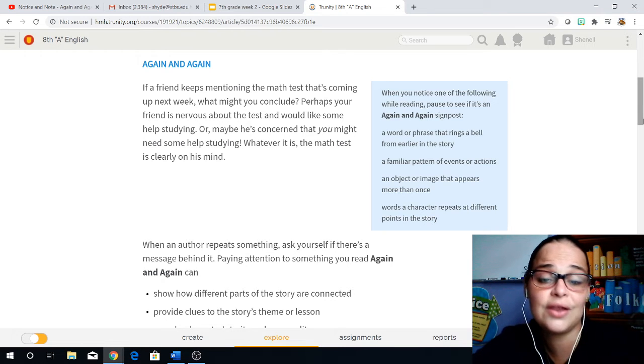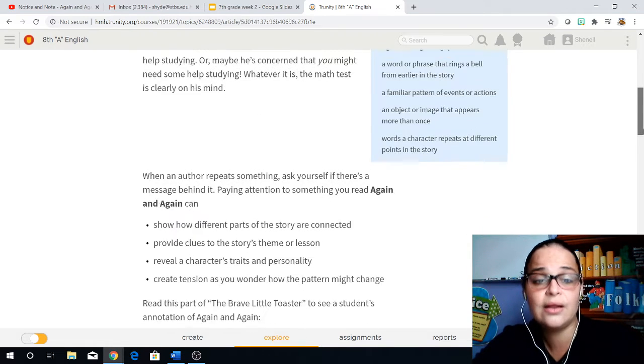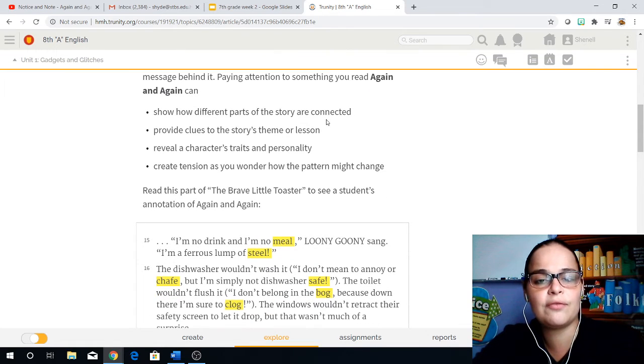Paying attention to something you read again and again can show how different parts of a story are connected, provide clues to the story's theme or lesson, reveal a character's traits and personality, and it can create tension as you wonder how the pattern might change as you keep reading.